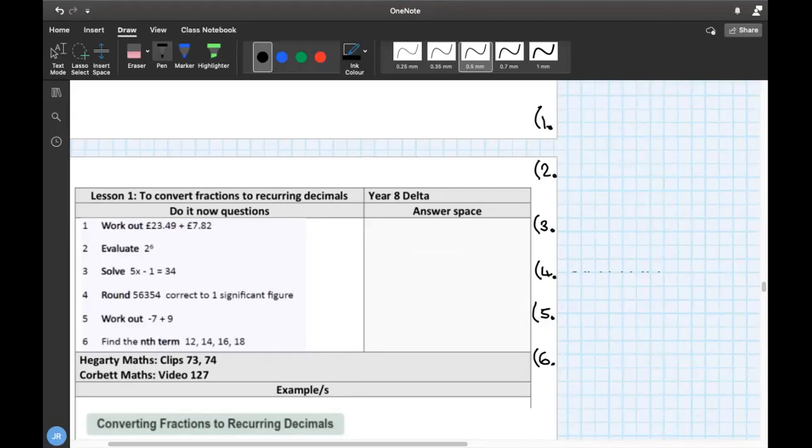All about decimals, fractions and percentages. It's Mr. Rostraya here, and this is Lesson 1. Today we're going to be converting fractions to recurring decimals. If you haven't done so already, just pause the video and have a go at question number 1.